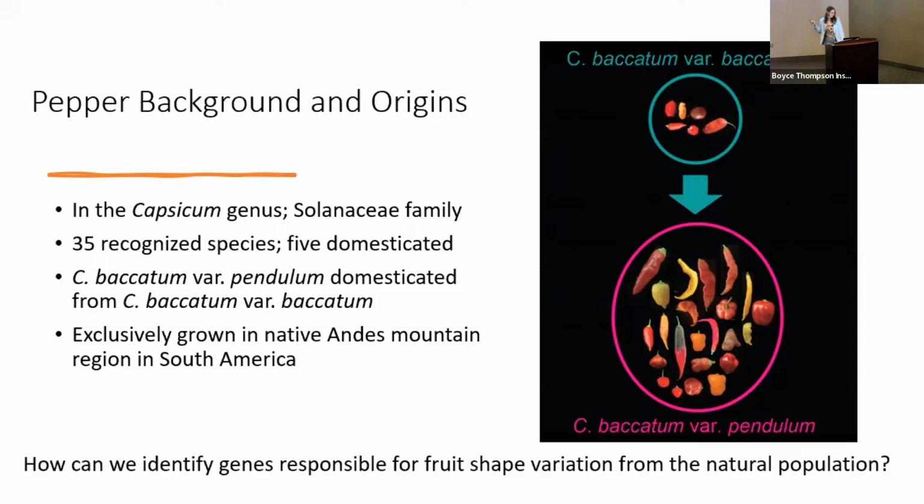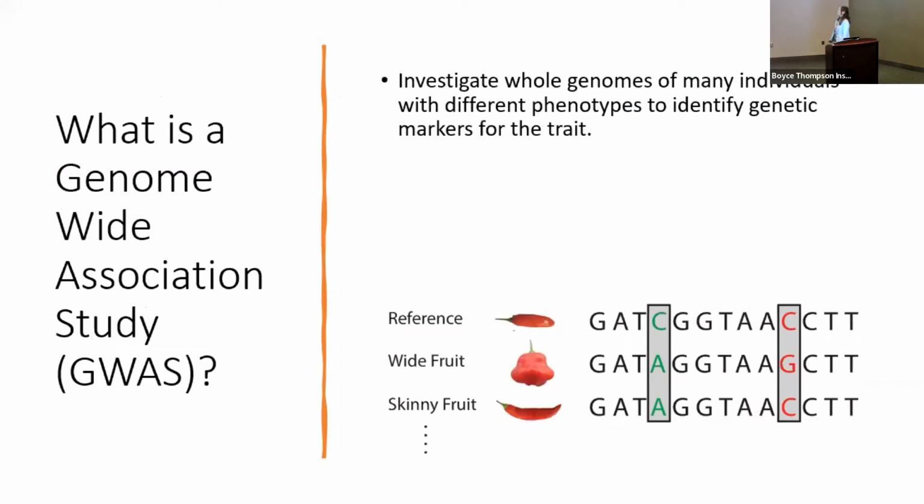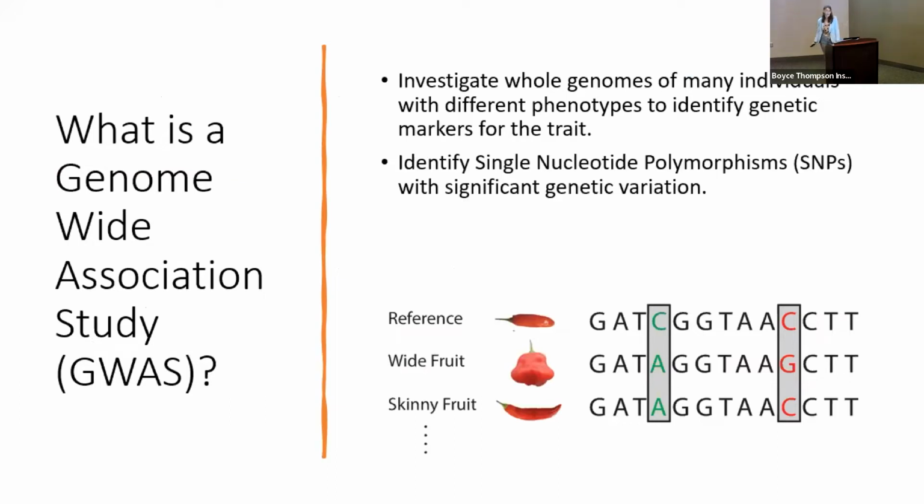So I want to figure out how we can identify the genes that are responsible for fruit shape variation just looking at the natural population. And that's where the genome-wide association study comes in. In order to do this, we investigate the whole genomes of many individuals that have slightly different phenotypes in order to identify the genetic markers associated with the trait. We do this by first identifying the single nucleotide polymorphisms that have significant genetic variation.